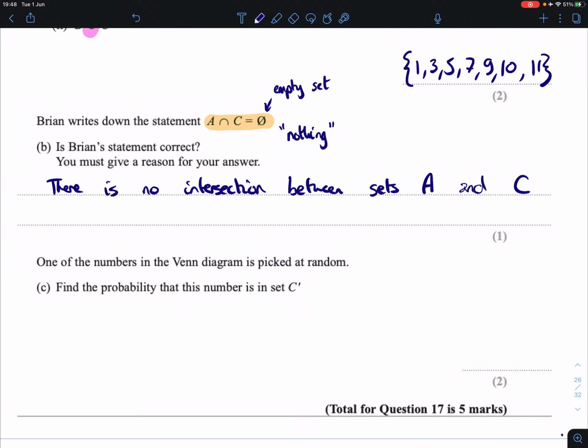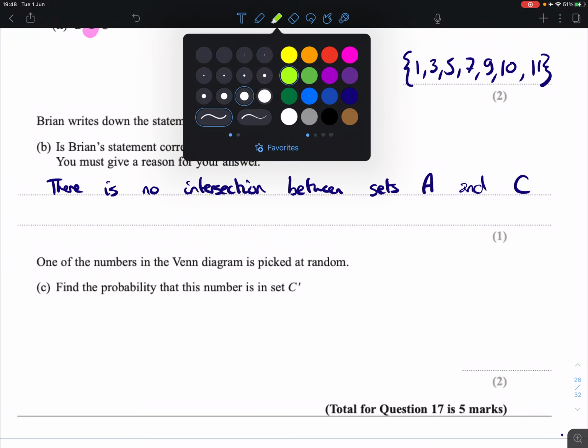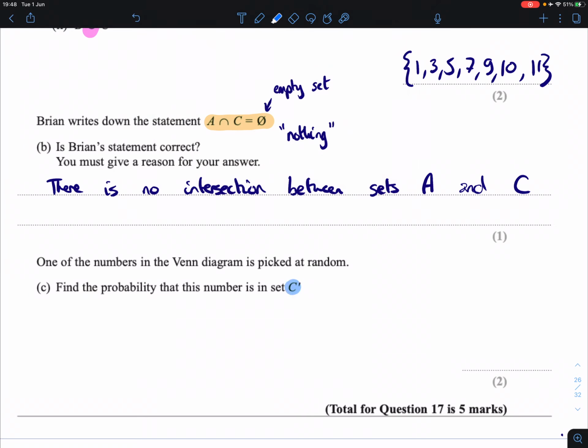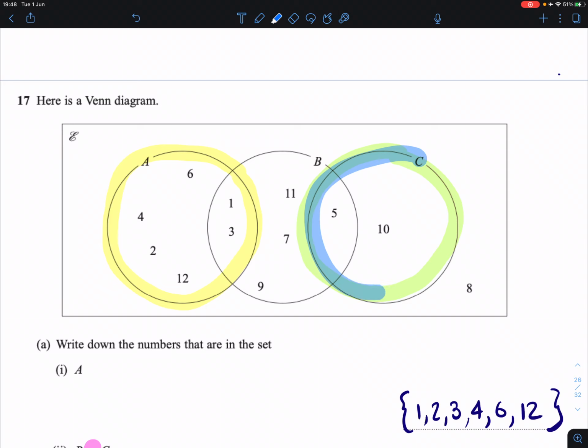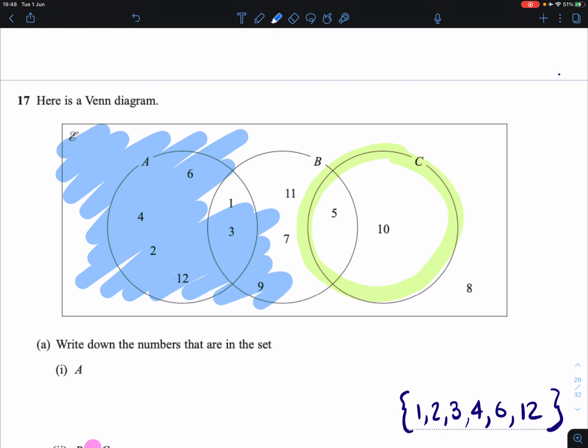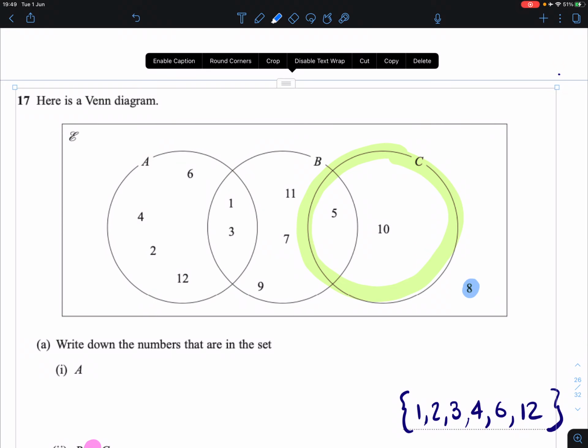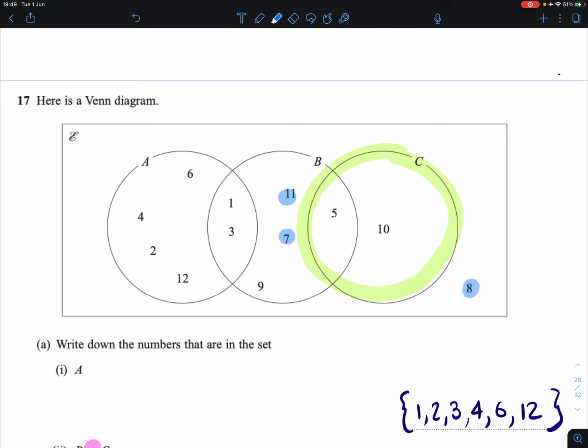Next part, one of the numbers in the Venn diagram is picked at random. Find the probability that this number is in the set C dash, the complement of C. Basically, what is outside of C. So this is our circle C here in green. We're looking for everything that is not in C. So we're interested in all of this shaded bit here. Actually, a better way of doing that. All of these numbers here that I'm highlighting, these are the ones that we're interested in because these are part of the opposite of C or not C or the complement of C. Everything except 5 and 10 basically.